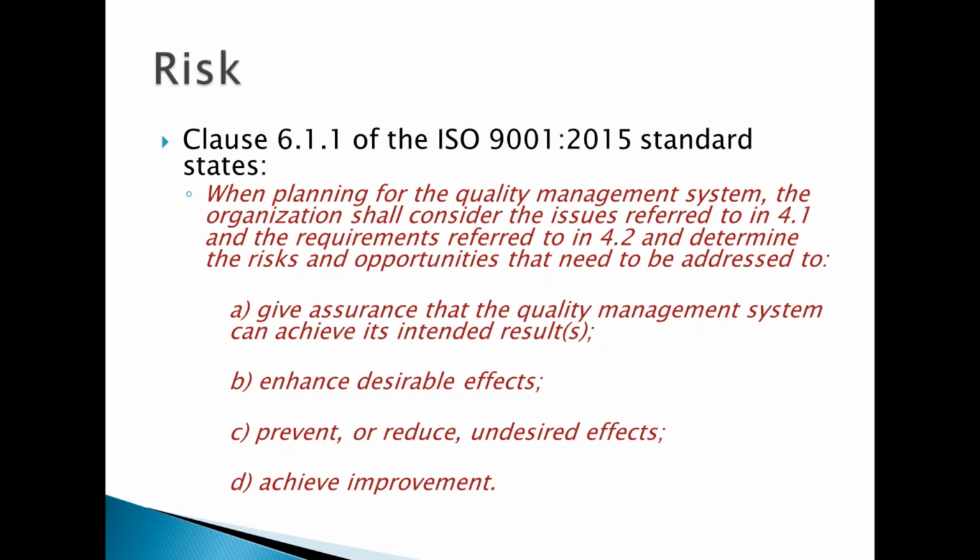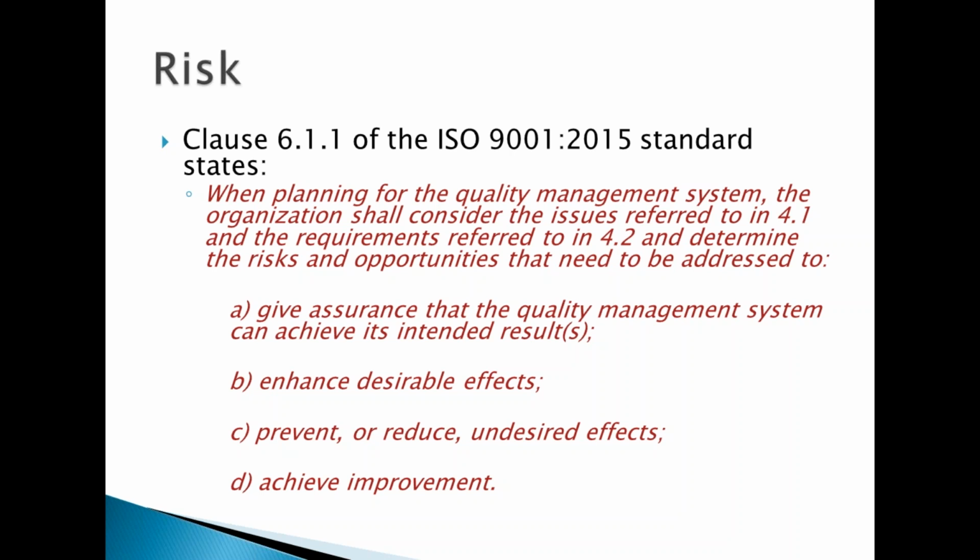Now, I want to emphasize this dichotomy of both risks and opportunities, and the fact that the standard includes both in the clause here. And that's crucial, because this isn't just about preventing bad stuff, right? Subclause C talks about preventing or reducing undesired effects. It's also about recognizing an opportunity to improve something or to enhance something, as the standard says, enhancing desirable effects.